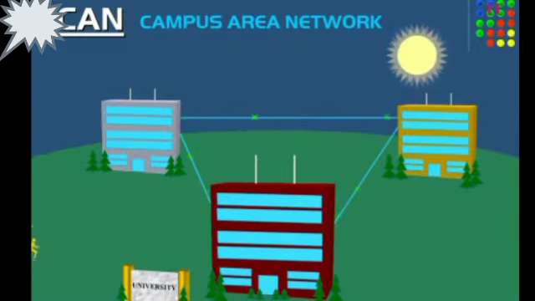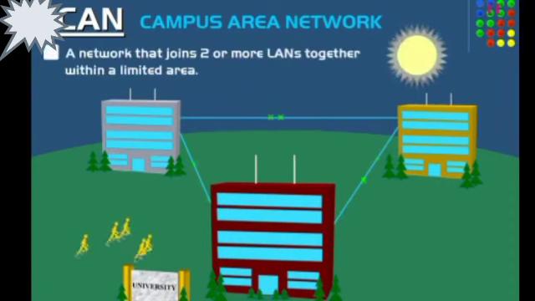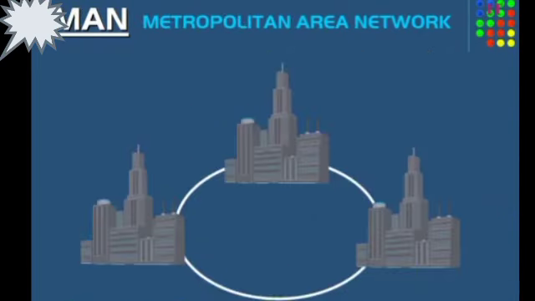The next one is CAN or Campus Area Network. In the name itself it is clear. This network is used in a campus that joins two or more LANs together, like a college campus. This network is used within a limited area. It includes two or more LANs, local area networks. That is called Campus Area Network or CAN.